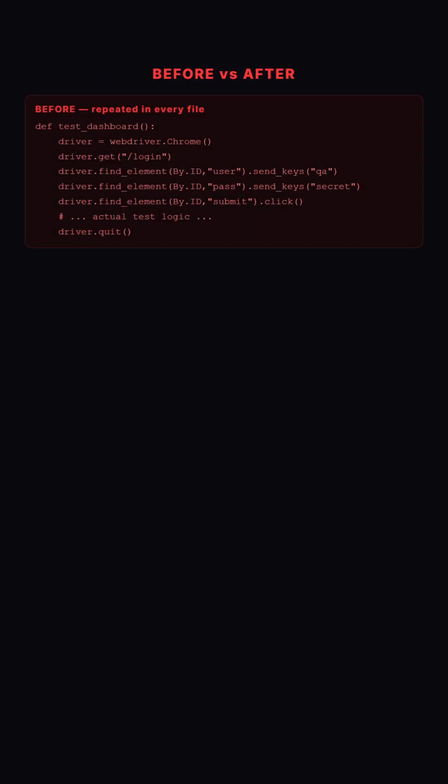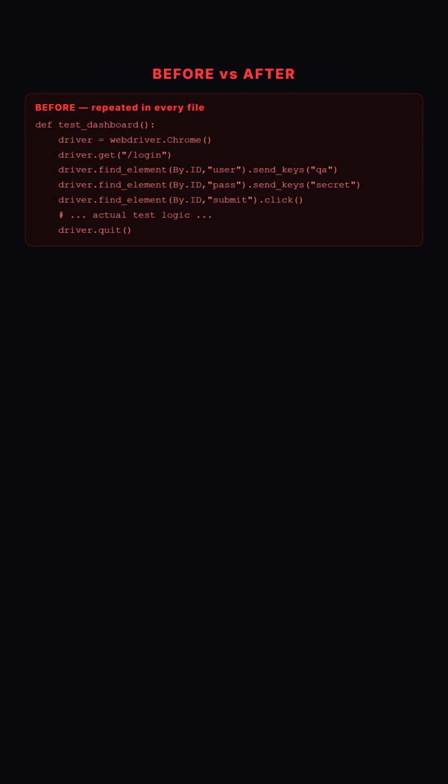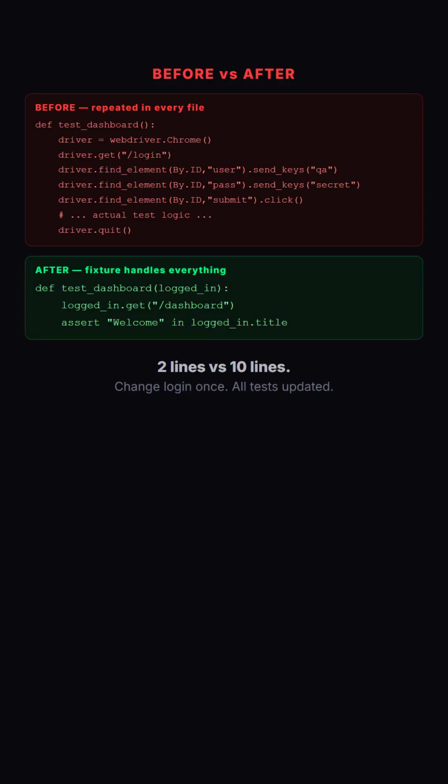Let us look at a real before and after with code. Before Fixtures, a typical Selenium test might look like this. Inside the test function, you create a Chrome driver. Set an implicit wait, navigate to the login page. Find the username field, type your credentials. Find the password field, type the password, click submit. Wait for the dashboard, run your assertion, then call driver.quit. Every test that needs a logged-in browser repeats all of that.